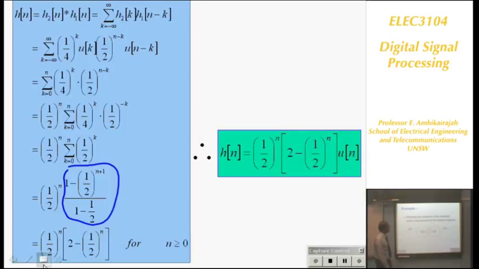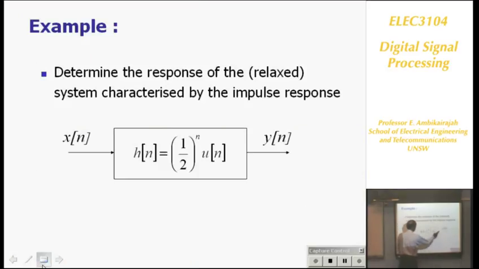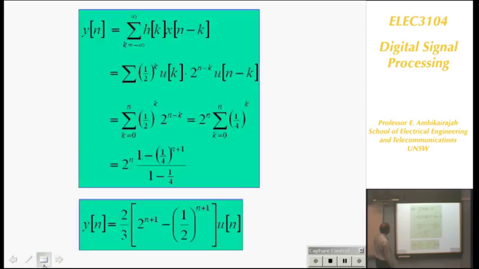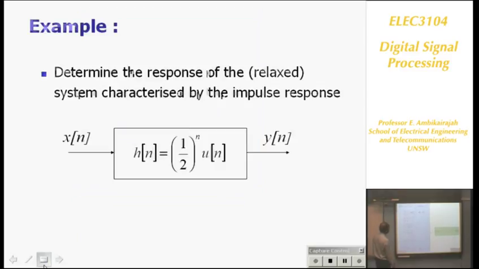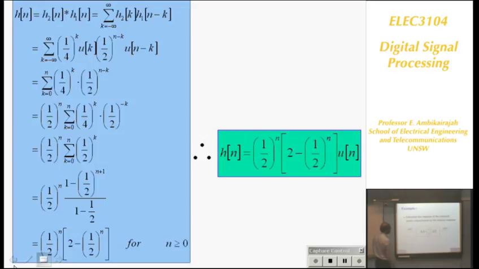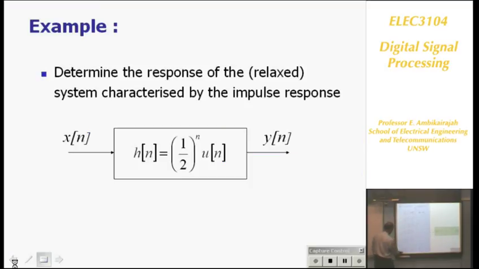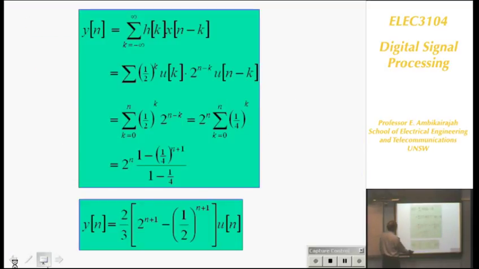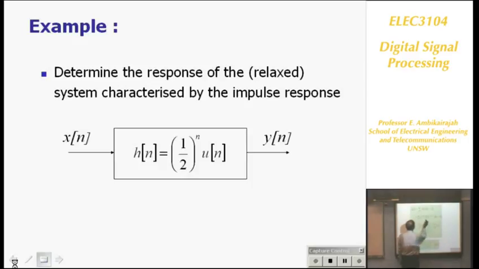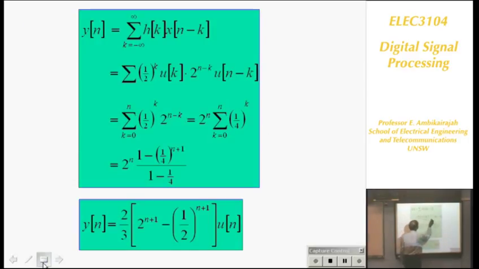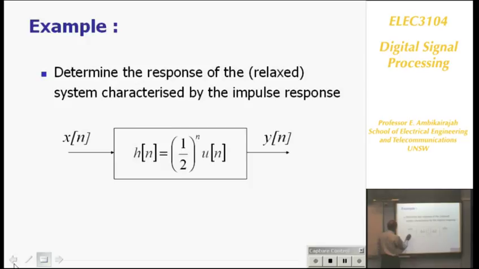And now you've got another example. You've been given this impulse response, and you've been asked to find yn for a particular input. How do I determine the response of the relaxed system characterized by the impulse response? The input is also given in this case. Can I have a look? Yes, the input is given here. Here is the impulse response. The input is 2 to the n. It was not written here: xn equal to 2 to the n.